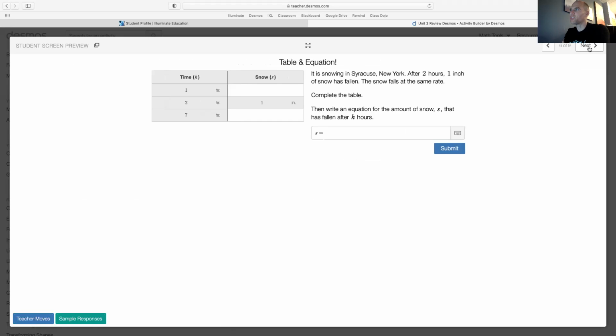All right, it is snowing in Syracuse, New York. After 2 hours, 1 inch of snow has fallen. Okay, so 2 hours, 1 inch. Or, yeah, underline that. All right, 2 hours. What the heck's going on here?